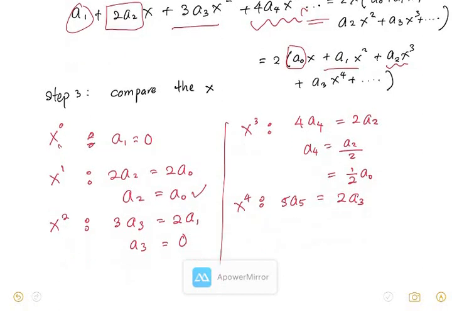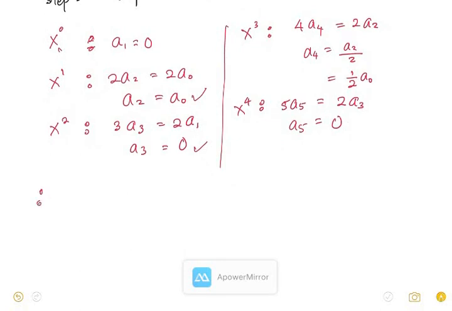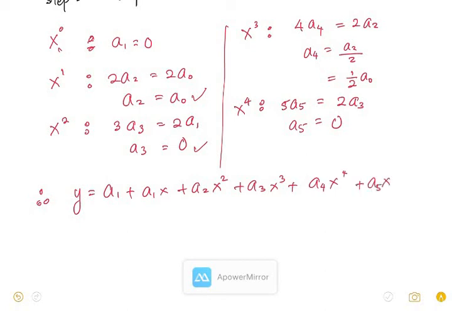So then A5 is equal to... A3 is equal to 0, so remain 0. Okay, now you get all the x coefficient. You can sum it. Y equal to A0 plus A1x plus A2x power 2 plus A3x power 3 plus A4x power 4 plus A5x power 5 plus A6x power 6. So on.